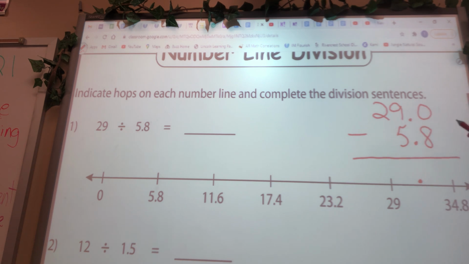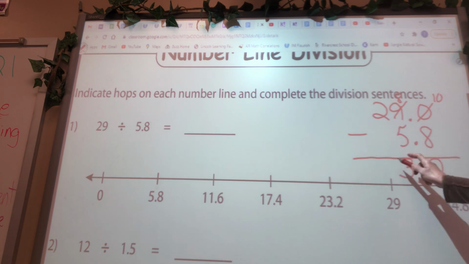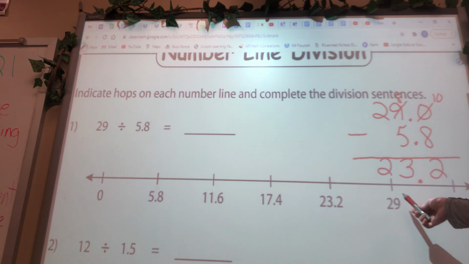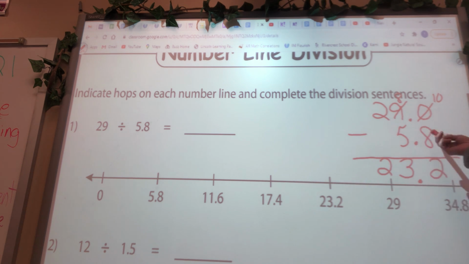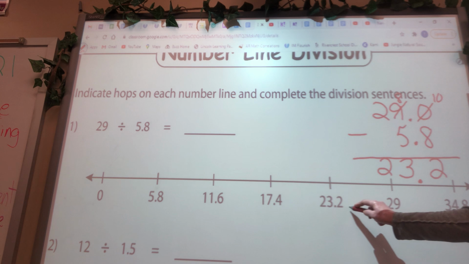Okay, I can't take 8 from 0, so I'm going to have to borrow, and he will become an 8, and he will become a 10. So now I can subtract. 10 minus 8 is 2, 8 minus 5 is 3, and 2 minus nothing is 2. And if we notice on our number line, they went from 29 to 23.2, just like we did when we subtracted. So that's what they did here.